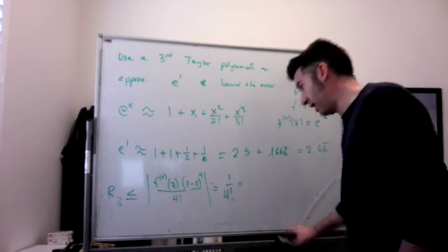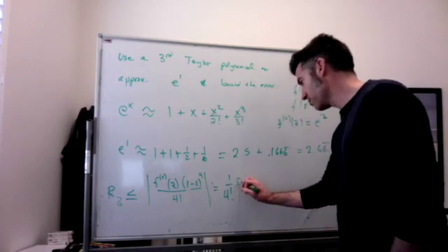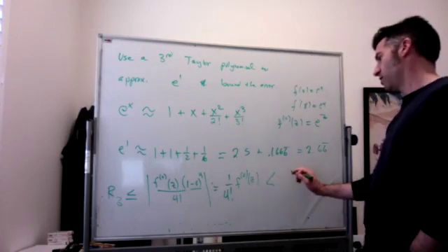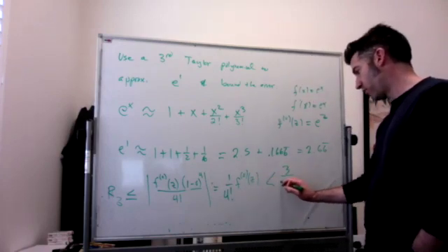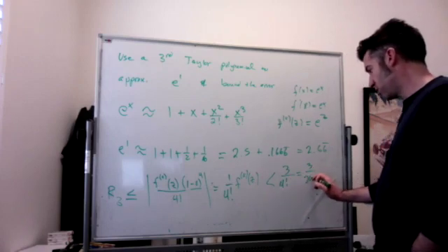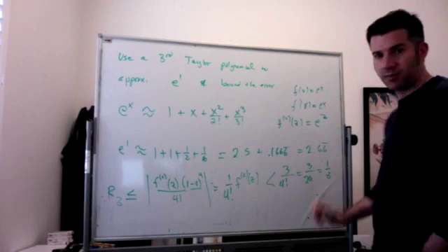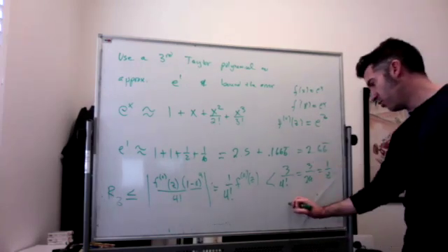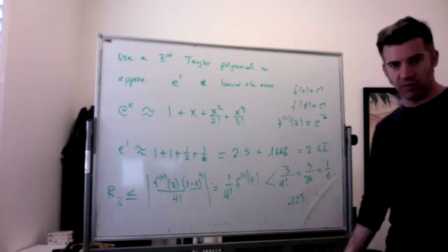Sorry, I forgot the factor. This is definitely going to be less than 3 over 4 factorial, which is 3 over 24, which is 1/8. So we are absolutely certain that our estimate is within 0.125 of the actual value, which it is.